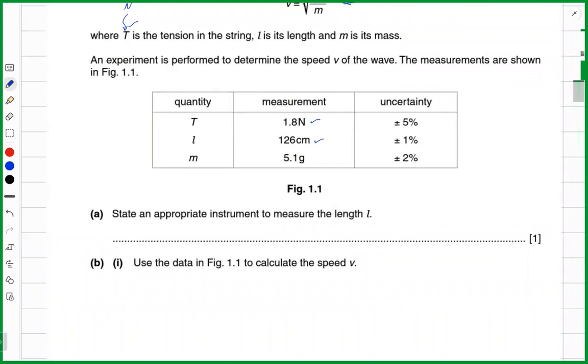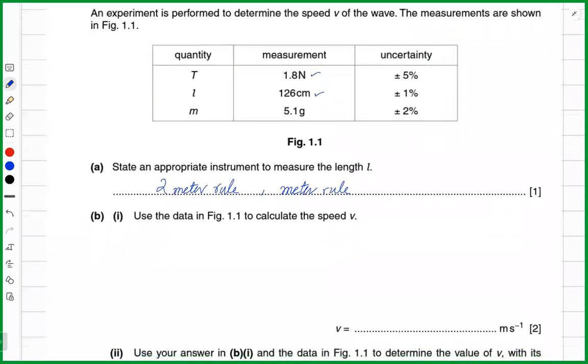State an appropriate instrument to measure length. It can be a 2-meter rule, meter rule. Both are okay. Or measuring tape, but using measuring tape to measure wire is not a very good idea. So I will go with meter rule, 2-meter rule or meter rule.